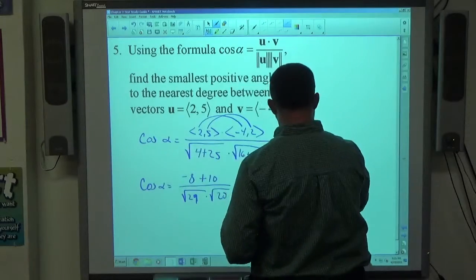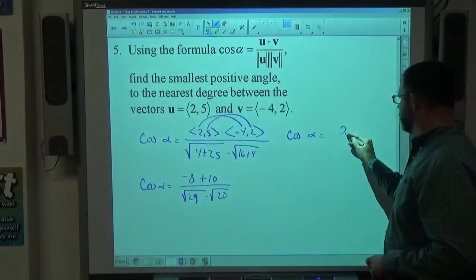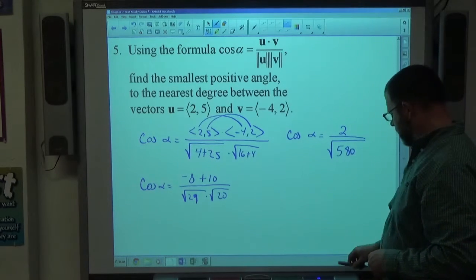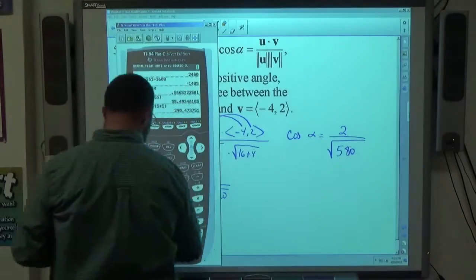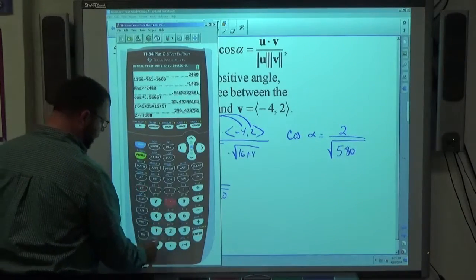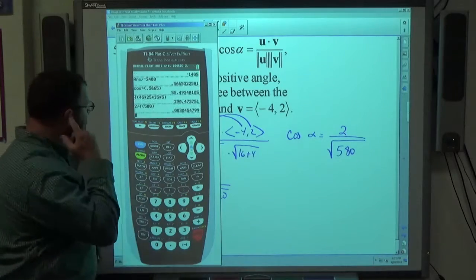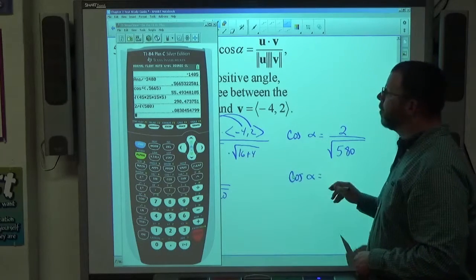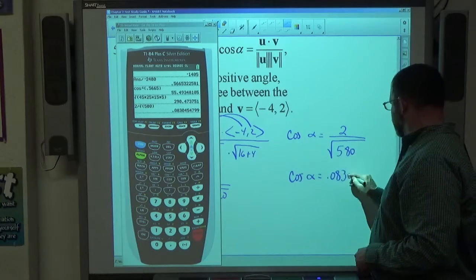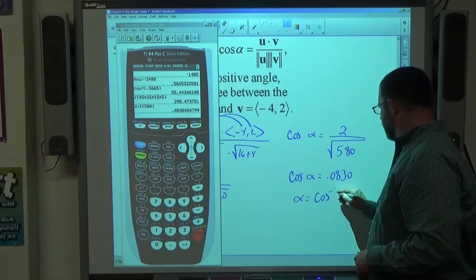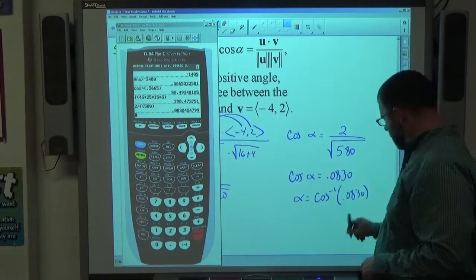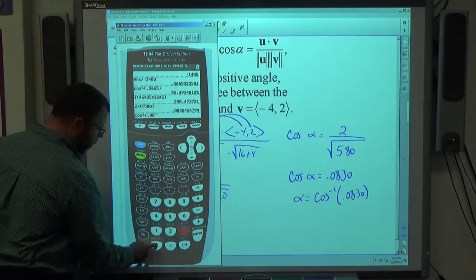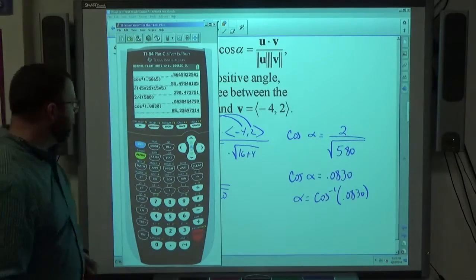So that gets me to cosine of alpha is going to equal positive 2 over the square root of 29 times 20, which is 580. So in my calculator, I'm going to type in 2 divided by the square root of 580, and that comes out to 0.0830. Cosine of alpha is equal to 0.0830. So therefore, alpha should be the inverse cosine of 0.0830. And again, my calculator knows the answer for that. So inverse cosine, 0.0830 equals 85.24 degrees.